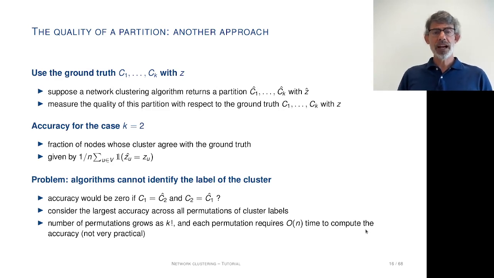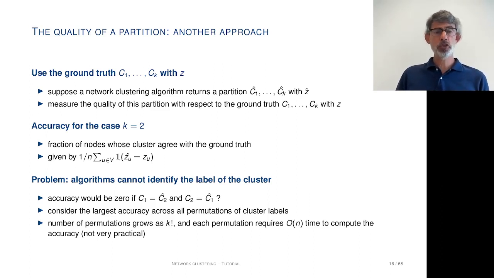Okay, so how can we measure the quality of a partition using the ground truth? So let's assume Z is the ground truth, and I run a network clustering algorithm which returns a partition C1 hat, C2 hat, up to Ck hat, with cluster assignment Z hat. Now we can measure the quality of this partition, Z hat, with respect to the ground truth Z.